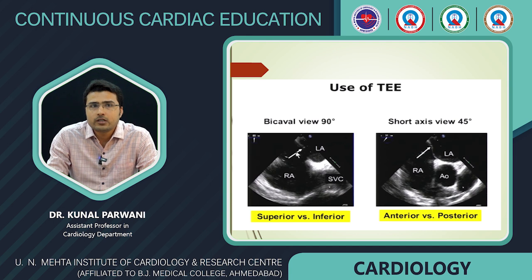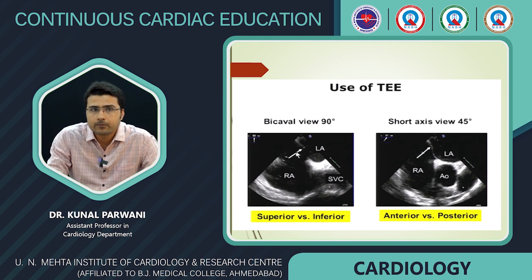Use of the transesophageal echo comes very useful and very helpful in performing a safe transseptal puncture. Wherever available, transesophageal echo should be used, and the position of the needle should be confirmed in bicaval 90-degree view as well as the short axis 45-degree view. These two views are very important, very crucial in performing the transseptal puncture.